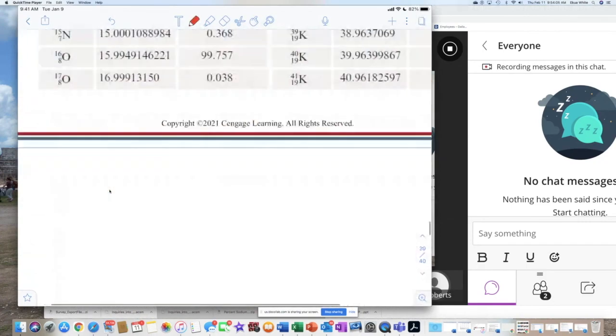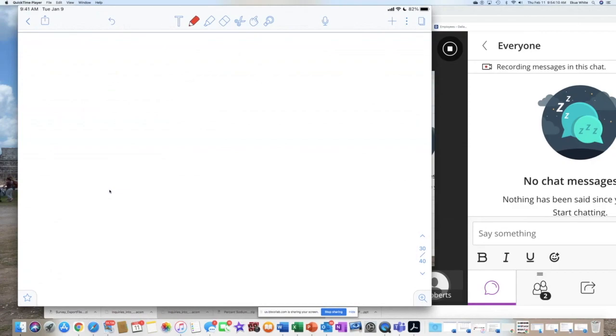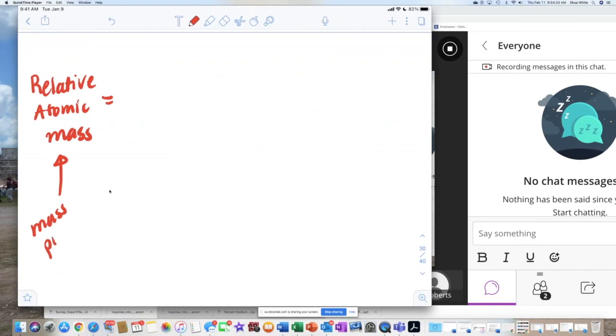I provided this formula on Tuesday. And on Tuesday, I talked about the formula required to calculate the relative atomic mass. And this mass is essentially the mass posted in the periodic table.